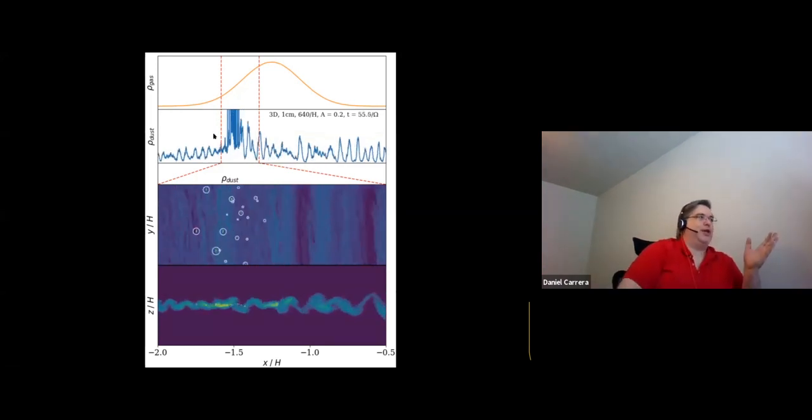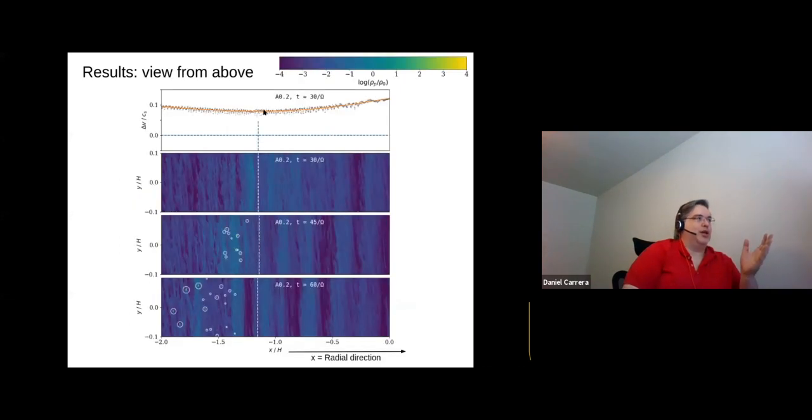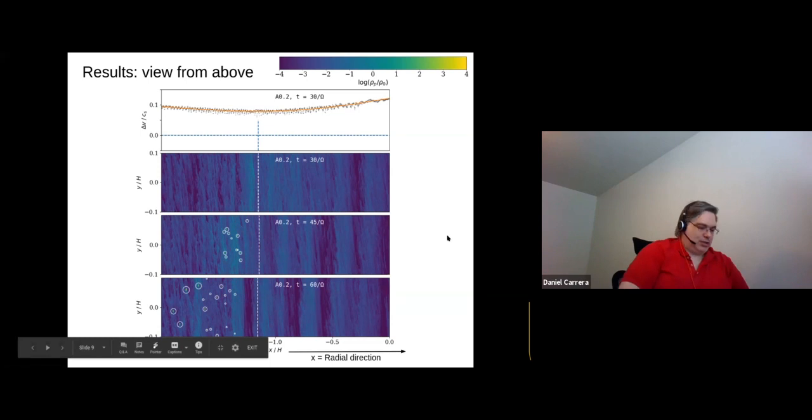Here's the same thing again. Here I also added the headwind speed. So you can see the place where the headwind is smallest as a point of reference. Because there's no particle trap, the headwind is always positive. And you can see that the clumps form a little bit after that.